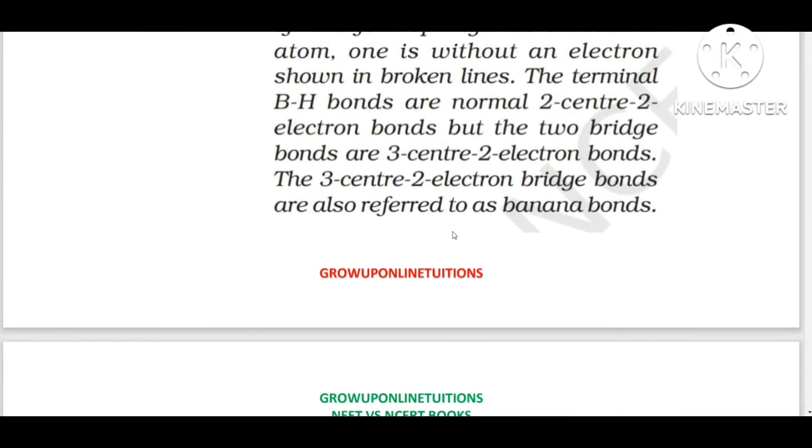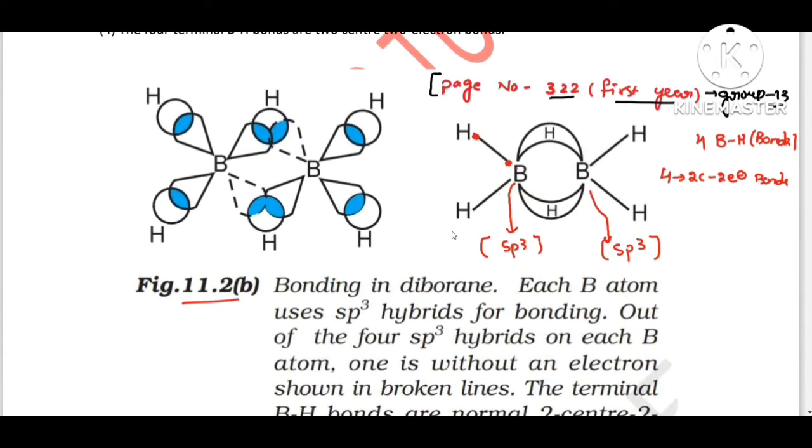Now let us come to the next topic. The two bridge bonds are three-center, two-electron bonds. Here one electron and one electron are contained, but three centers are involved. That means boron, hydrogen, boron, and only two electrons. That means three-center, two-electron. This is one three-center, two-electron bond, and in the other one also two electrons are present, involving three centers. That means we observe that in B2H6, two three-center, two-electron bonds are present. The three-center, two-electron bonds are also called banana bonds.